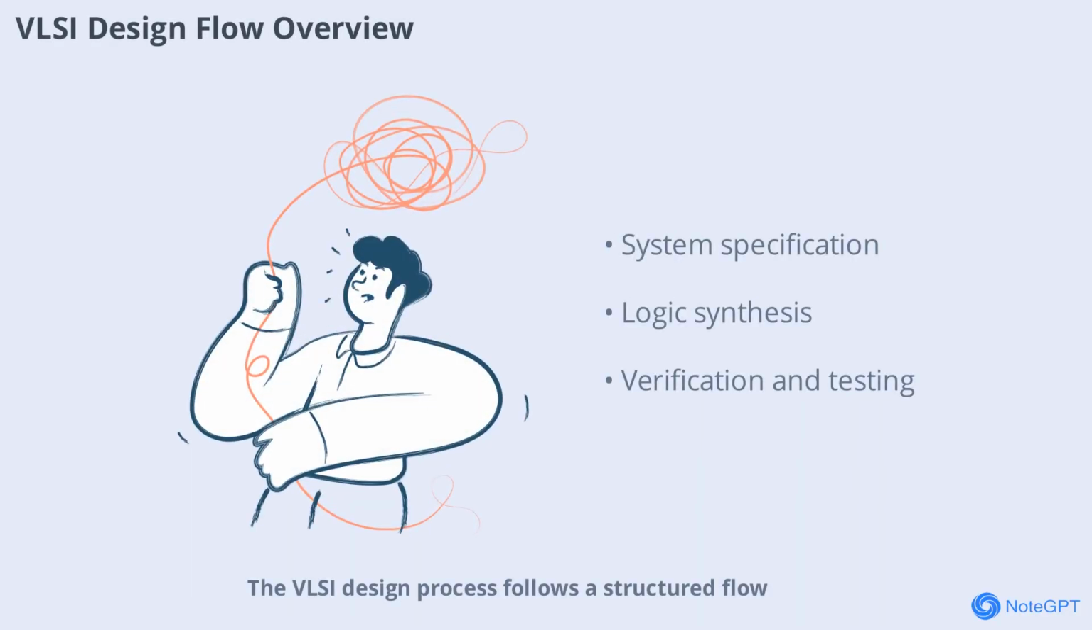The VLSI design process follows a structured flow, starting from system specification and ending with chip fabrication. Key steps include design entry, logic synthesis, verification, physical design, and testing. Each stage is crucial to ensure the final chip meets performance, power, and area requirements. This systematic approach helps designers manage the complexity of modern integrated circuits and deliver reliable products. Let's take a closer look at each stage in the VLSI design flow.